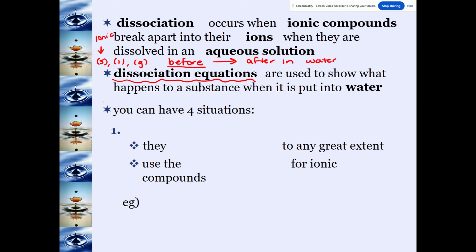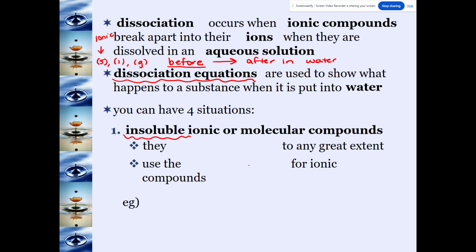Okay, so let's look at our first of the 4 scenarios. Number 1, my compound, whether it's ionic or molecular, is insoluble. Okay, insoluble means it does not dissolve. For an ionic compound to determine if it's soluble or insoluble, we use the solubility chart. Okay? The solubility chart again was reviewed in the Science 10 chemistry review, so you can go back to that video to watch if you need. The solubility chart again is for ionic compounds only.